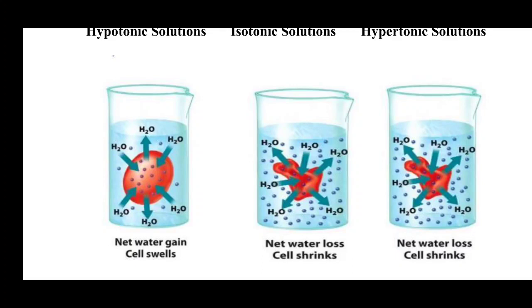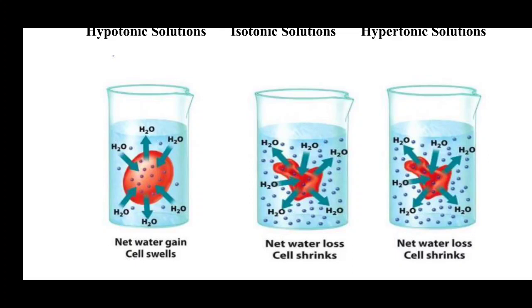Next is isotonic solution. Isotonic solution means the solution in which the concentration of solute and the concentration of solvent is balanced, meaning the water molecules inside the cell and the water molecules outside the cell are balanced. It is attained when there is net water loss, that is the cell will shrink.